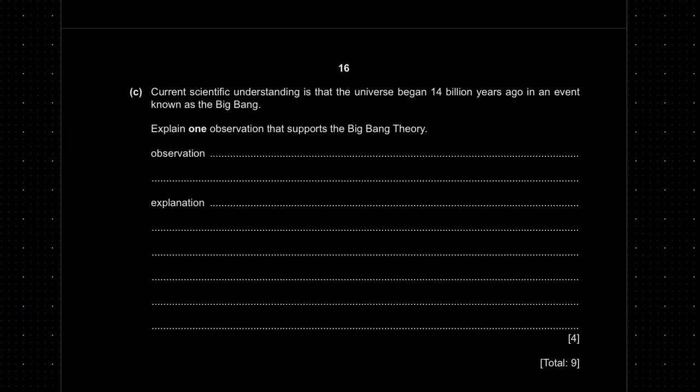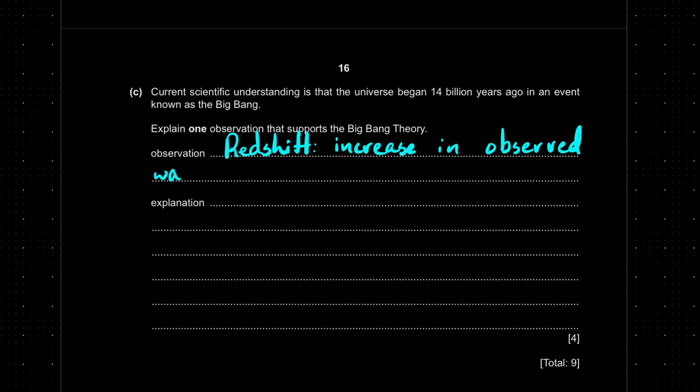Current scientific understanding is that the universe began 14 billion years ago in an event known as the Big Bang. Explain one observation that supports the Big Bang theory. So the observation is redshift, obviously. And redshift is the increase in the observed wavelength, or you can also say the decrease in the frequency, of the light received from distant galaxies or stars.